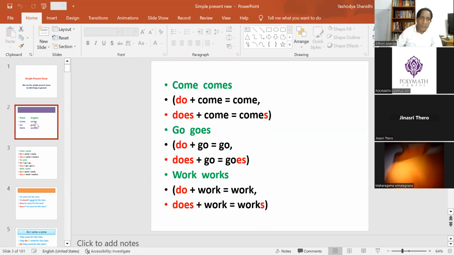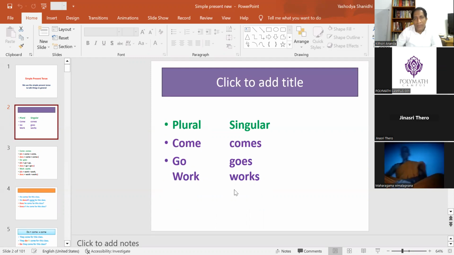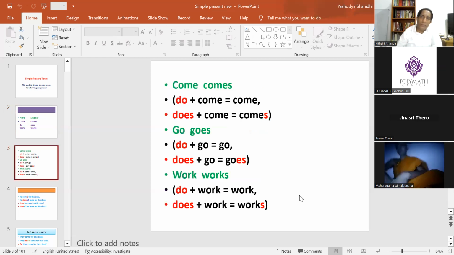So when it comes to the simple present tense, of course, we find the verb only in these two different forms. If you find the verb come, it can be found either in its plural form or in the singular form. And here you can see how they get formed. Do plus come equals come. That is how the plural form of the verb gets formed. Does plus come equals comes. That is how singular verbs get formed.